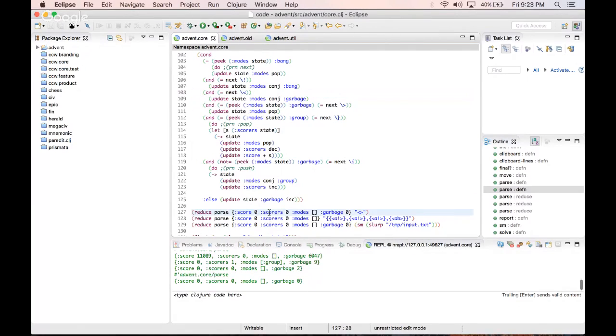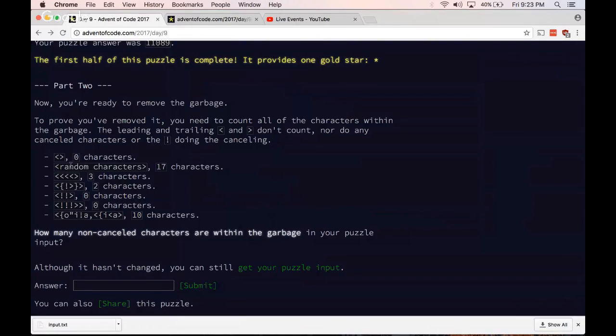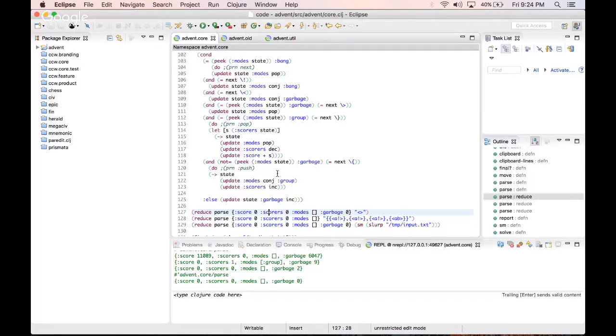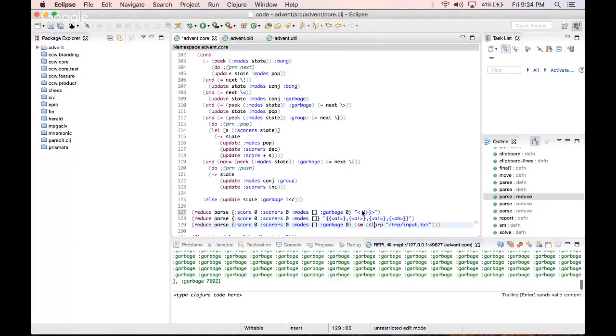So let's try this now. Okay. Okay, and then let's maybe try this one here. All right. Garbage 2. All right, so it's looking a little bit better.